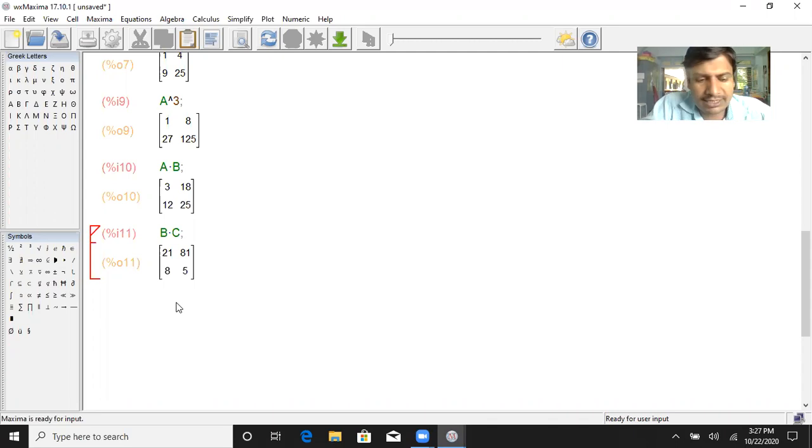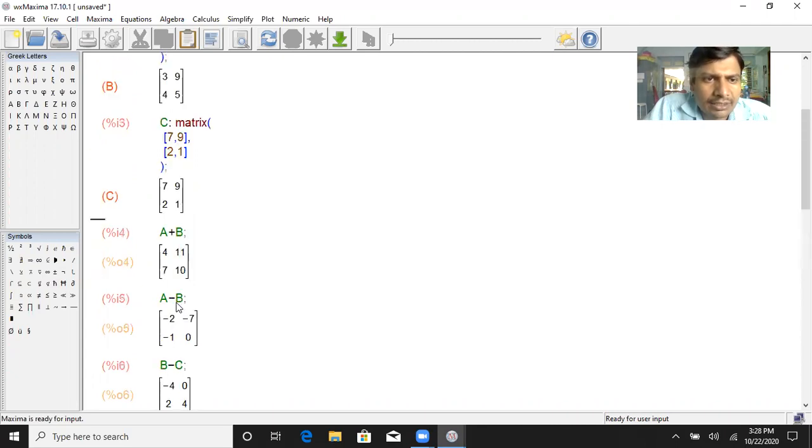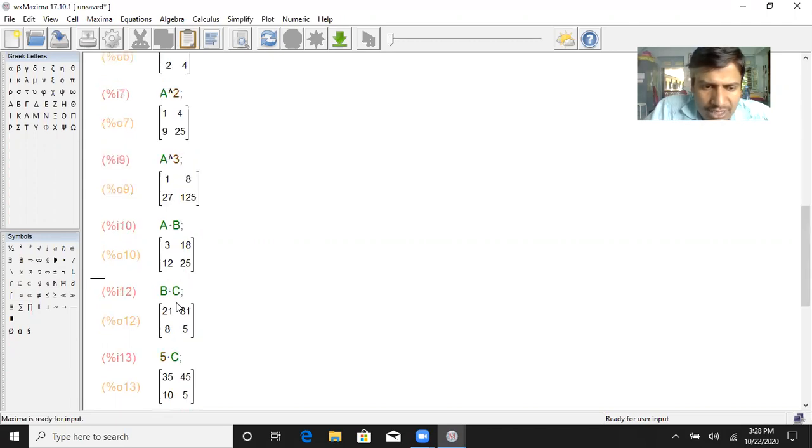Then another one is last one. That is the 5C plus AC. 5C, first you go to 5. That is 5 star C. Okay, semicolon, then shift enter. That is the 5C only. Means 5 is multiplied to C. What is the C matrix? C matrix means 7, 9, 2, 1. Then multiply 5 to that C matrix. Okay, 5 times 7 is 35.